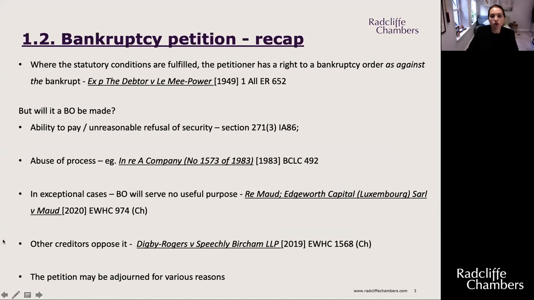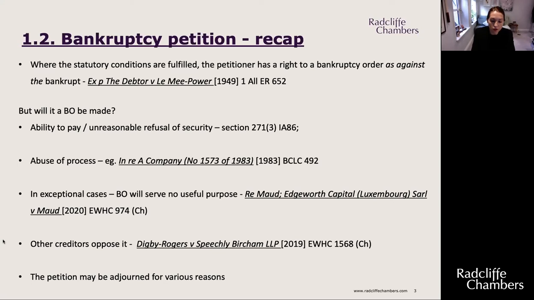Here we are. So if the court has those statutory conditions before it fulfilled, then the position vis-a-vis the bankrupt, or sorry, the debtor, that should read, is that the petitioning creditor is entitled to a bankruptcy order. But that isn't the end of the story. And as we know, it doesn't necessarily mean that a bankruptcy order will be made on that hearing date.